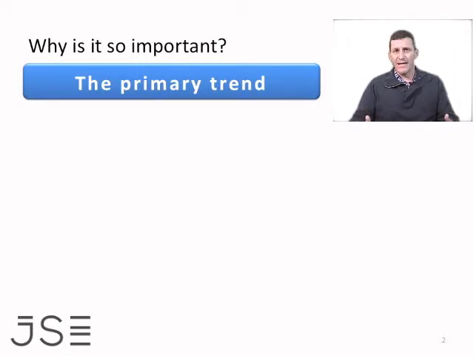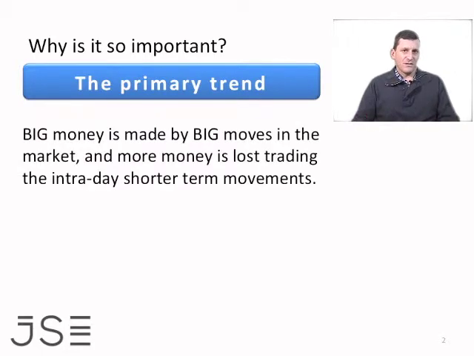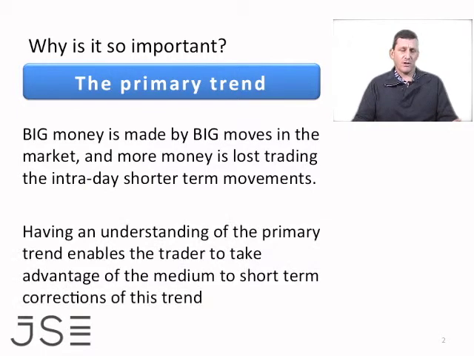Now, it's all very well understanding that it's a 12-month trend, but how do we know when a primary market changes from a bear market to a bull market? The importance of the primary trend. Why is it so important? Well, big money is made by big moves in that market, and more money is lost by trading the short intraday trends of that market. So it's important to uncover how we define the primary trend of that market.